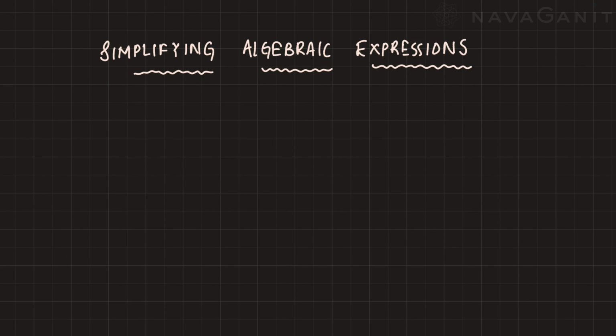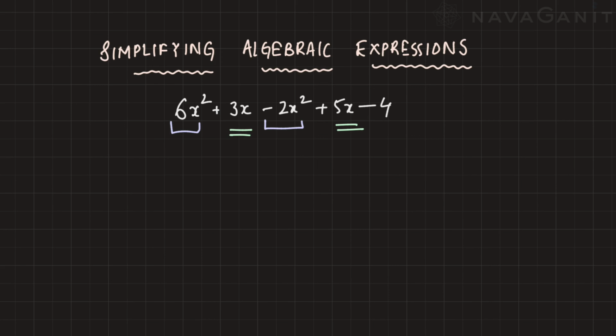How can we simplify algebraic expressions? To simplify an expression, combine the like terms and keep the unlike terms separate. For example, if we have 6x squared plus 3x minus 2x squared plus 5x minus 4. Now the first step is to identify the like terms. So 6x squared and minus 2x squared are like terms. Similarly, 3x and 5x are like terms. Now minus 4 is a constant.